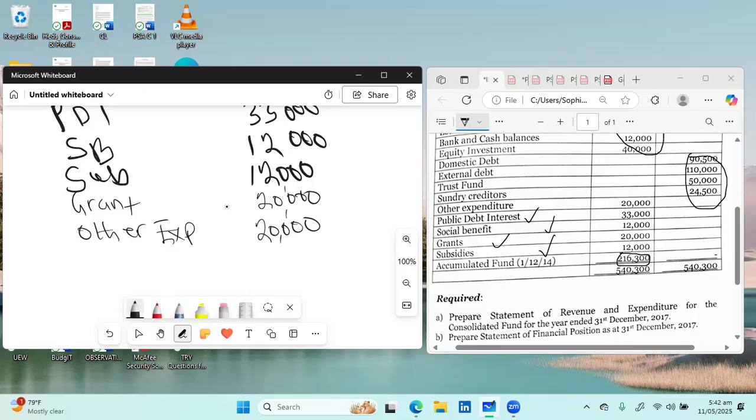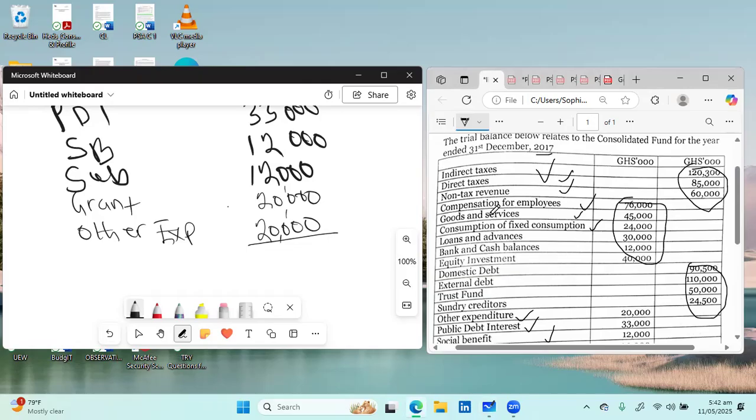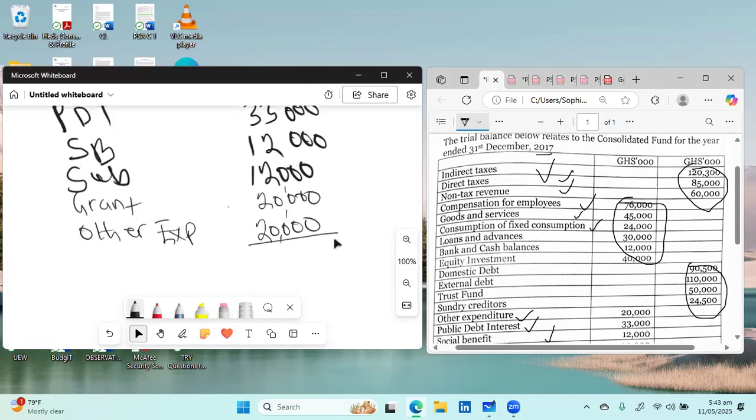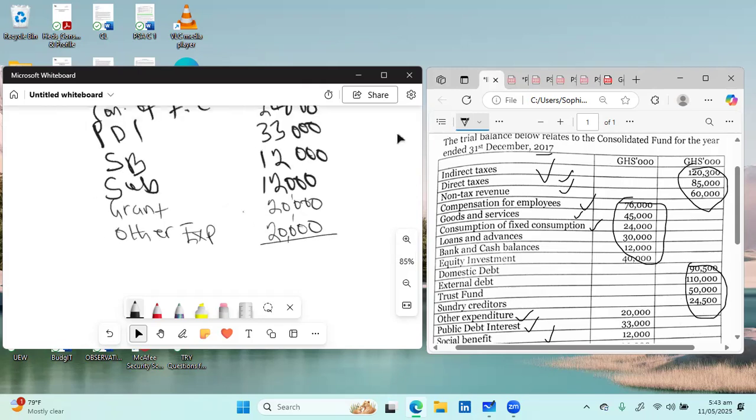So now let's add everything. Now, if we are able to tick, then we know those that we haven't tackled. It means those we haven't tackled will go to the balance sheet, or they are balance sheet items. So let's begin to add. Let me maximize it.